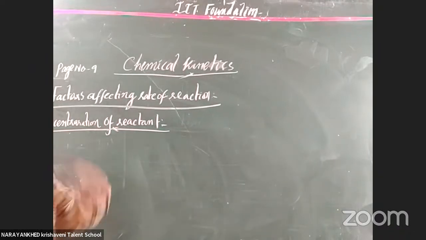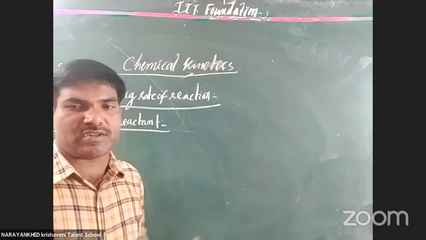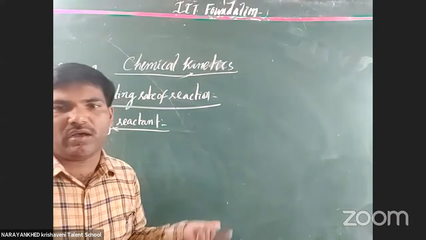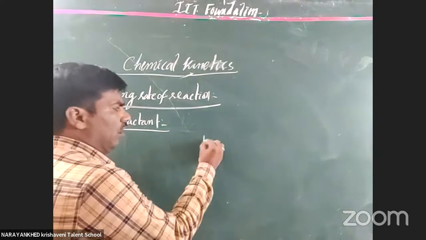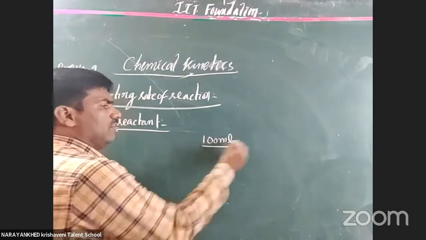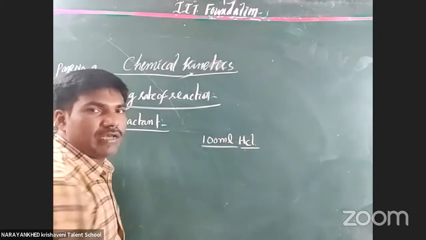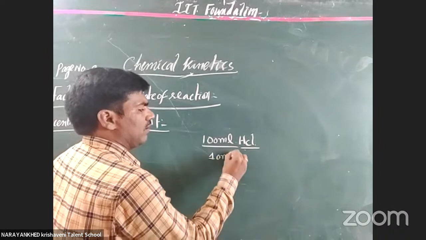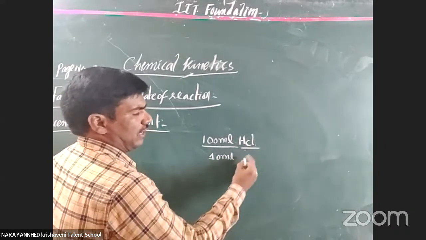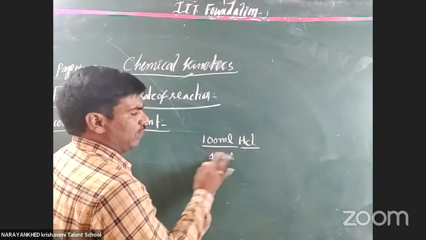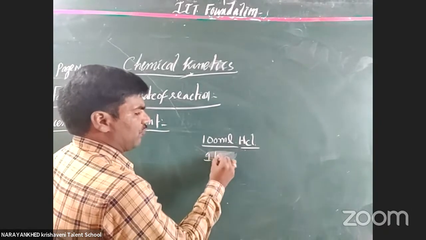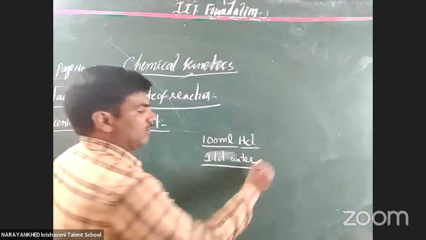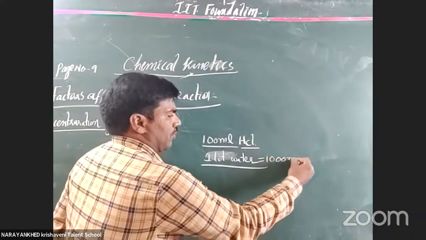Now you have to know the difference between concentration and dilution. Which one is called concentration, which one is called dilution? Suppose you take 100 ml of HCl. Here we are taking 100 ml of HCl in 1 liter of water. I hope you got it. 1 liter means 1000 ml of water.